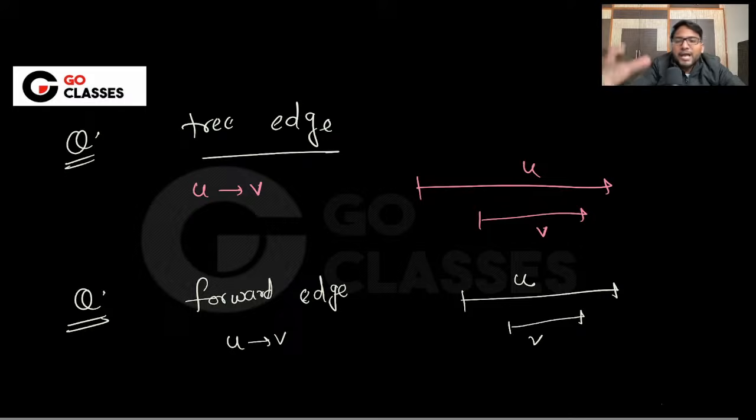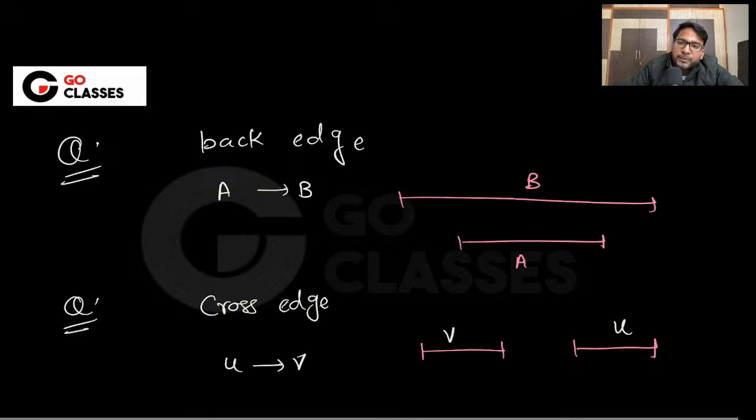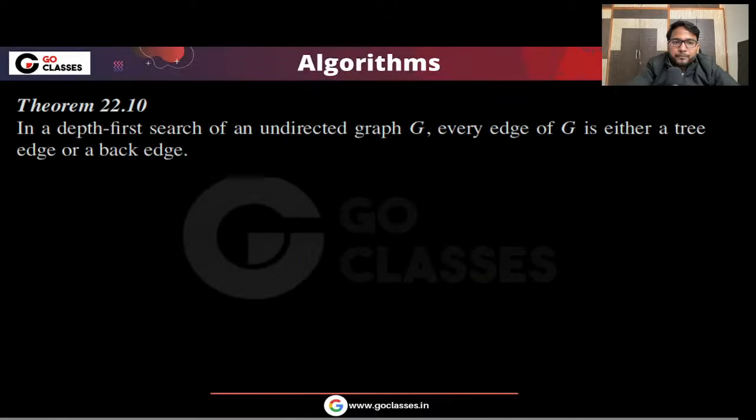So basically for every type of edge, there is a fixed parenthesis. So this parenthesis and edges are also very much related. For every type of edge, there is a fixed parenthesis. Understood? Cool. Now let's just go to the next slide.